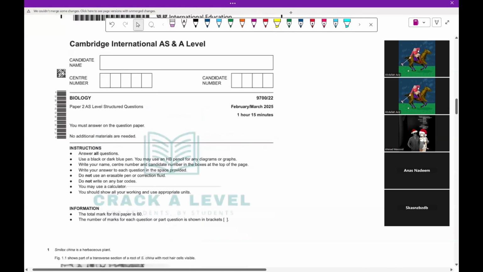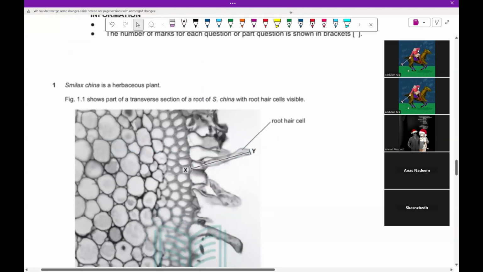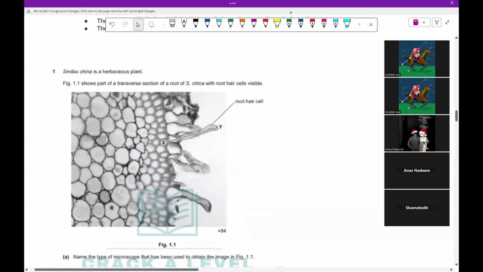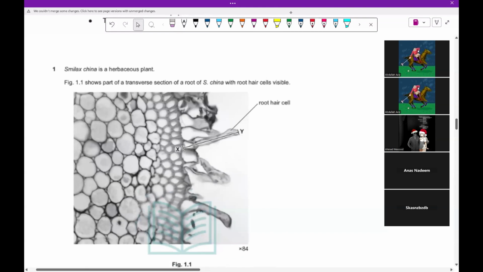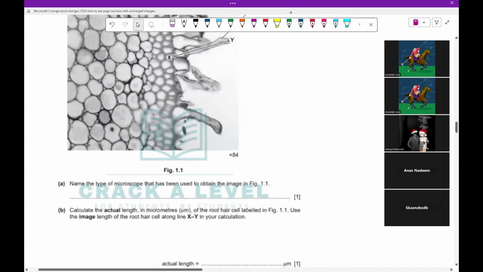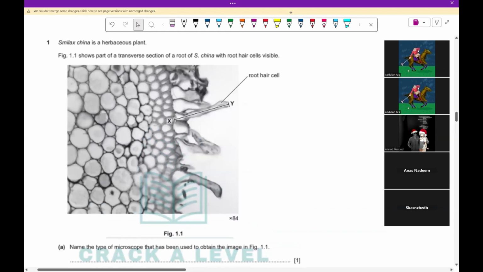Question number one. Smilax china is a herbaceous plant. Figure 1.1 shows a transverse section of a root of S. china with root hair cells visible. Name the type of microscope that has been used to obtain the image in figure 1.1.